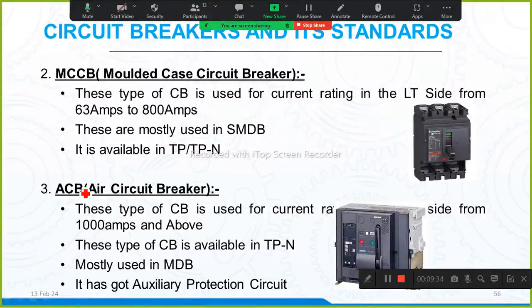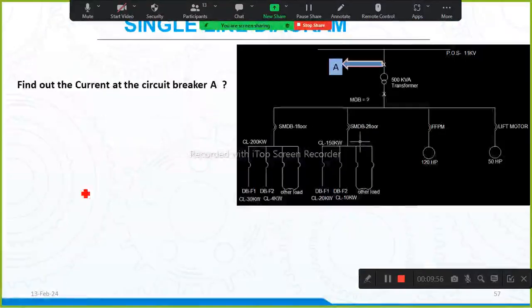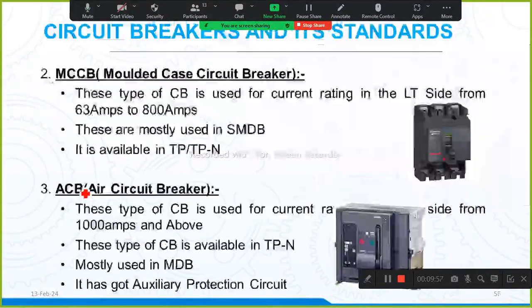This type of circuit breaker is available in triple pole neutral only, and mostly used in the main distribution board panels. It also has an auxiliary protection circuit. It means you can control the on and off operation of this ACB from different locations, because inside the ACB you have a shunt coil, a small coil with which you can operate the circuit breaker on and off from different locations. Okay, any question up to here?